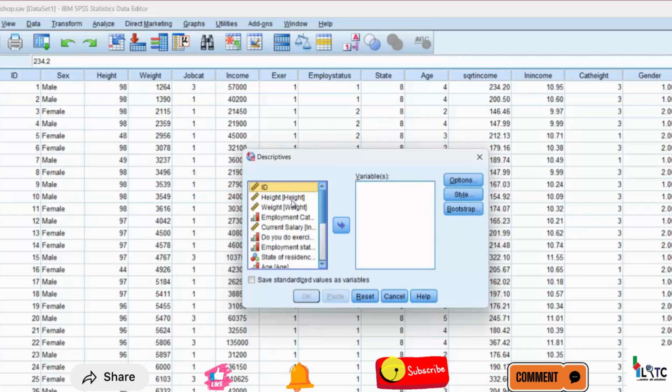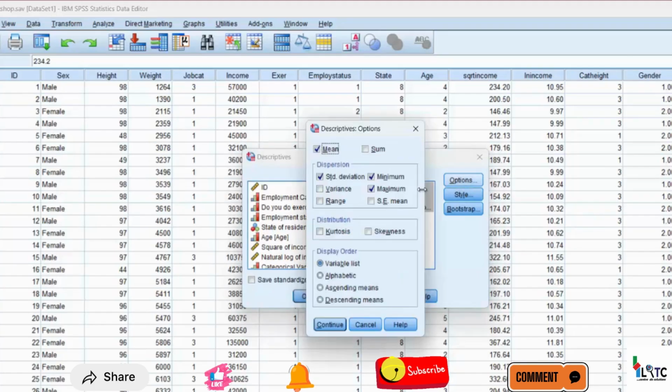So now you need to look for continuous data. We have height, we have weight, also current salary. Let's make use of those three variables. Then you click on this to move the data here. Once you move it here, you can click on Options in case you want to add or exclude any statistics.